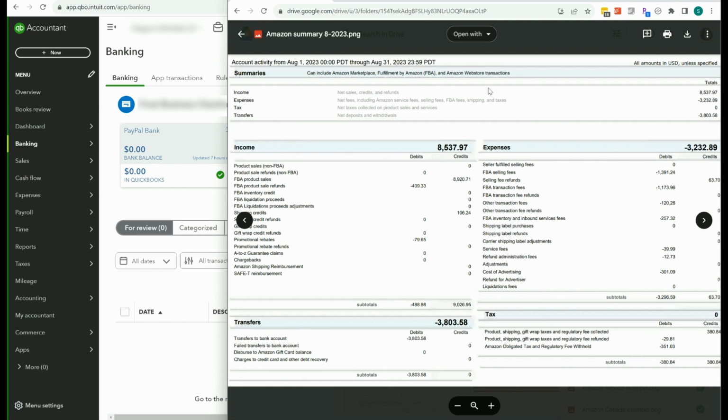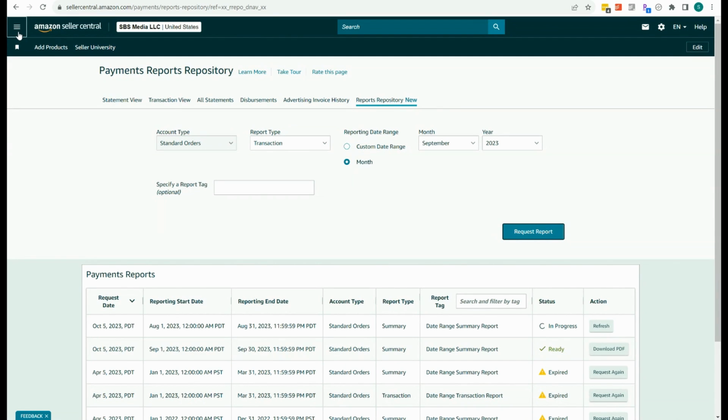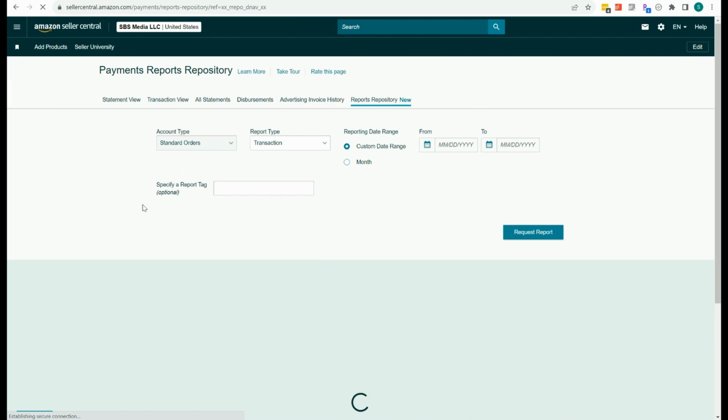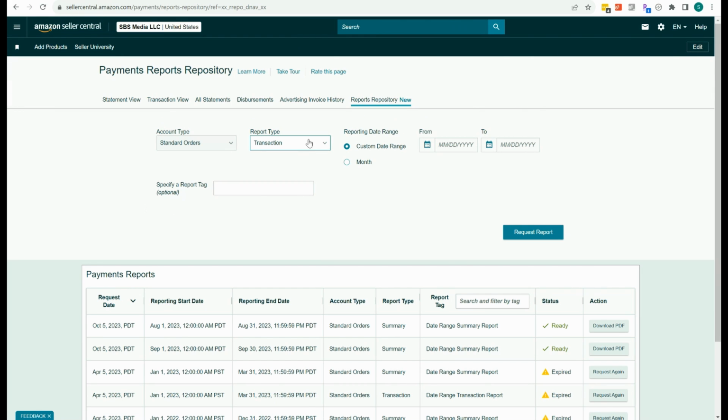Okay, now what we're going to do in order to capture our Amazon sales and fees is we are going to use a summary report that we get from Amazon. To get this report for our month of activity, we're working with August. We're going to go to Amazon. From here, you're going to go to Payments and then Report Repository. So this is in your Amazon Seller Central.